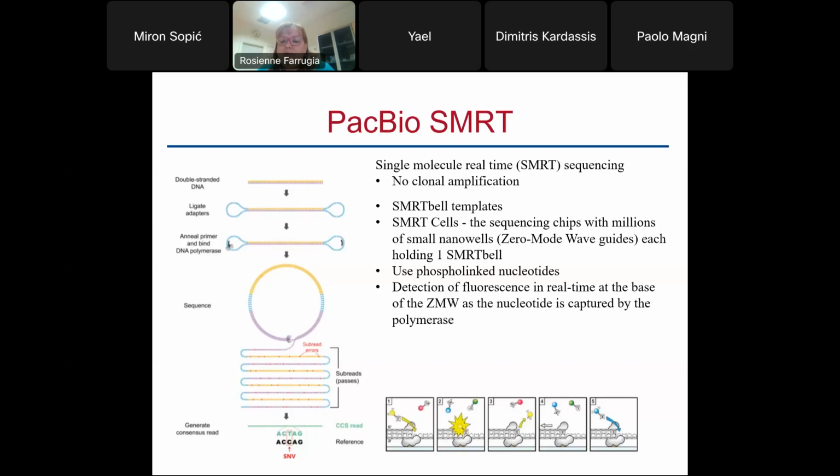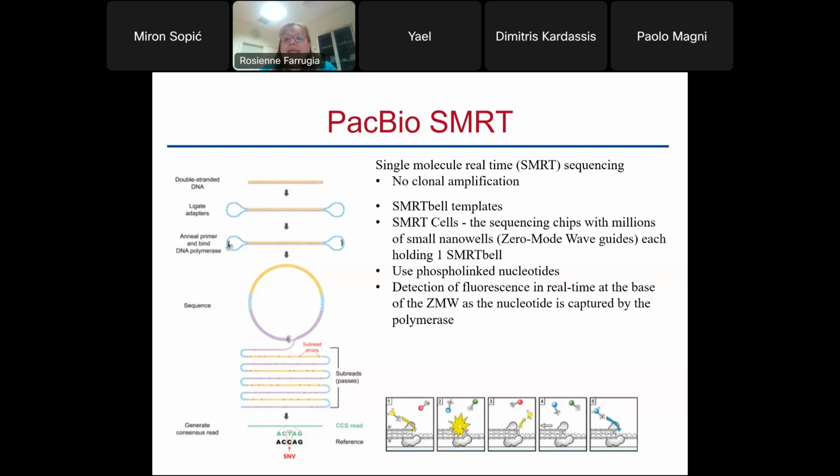new nucleotides. These zero-mode waveguides, so the tiny nanowells, have a very small volume, and nucleotides, fluorescent nucleotides, flow in and out of those wells randomly and very rapidly. So rapidly that their fluorescence cannot be detected by the system. The only way to detect fluorescence is if a nucleotide is captured by the polymerase and held in place long enough for the sugar phosphate bond to be formed.